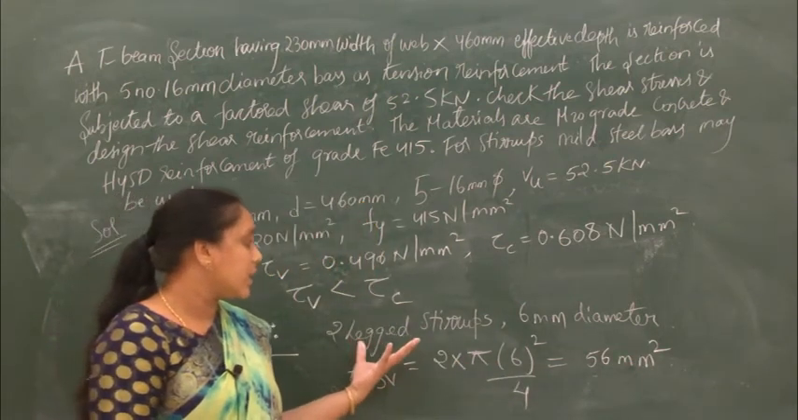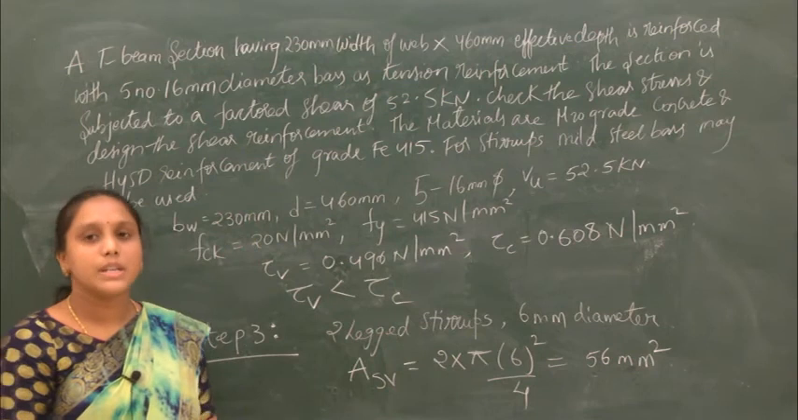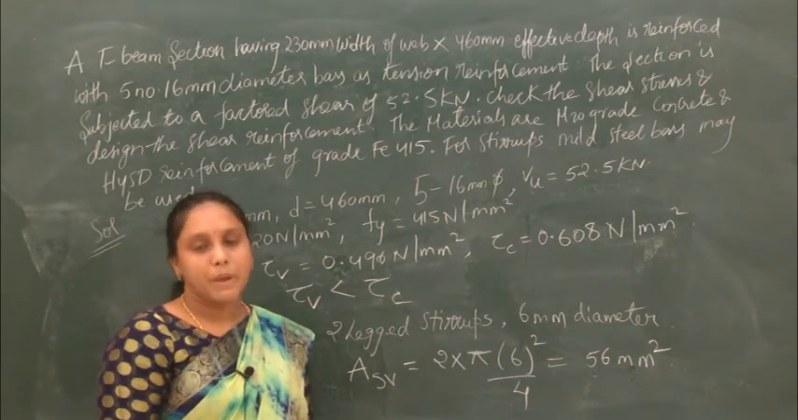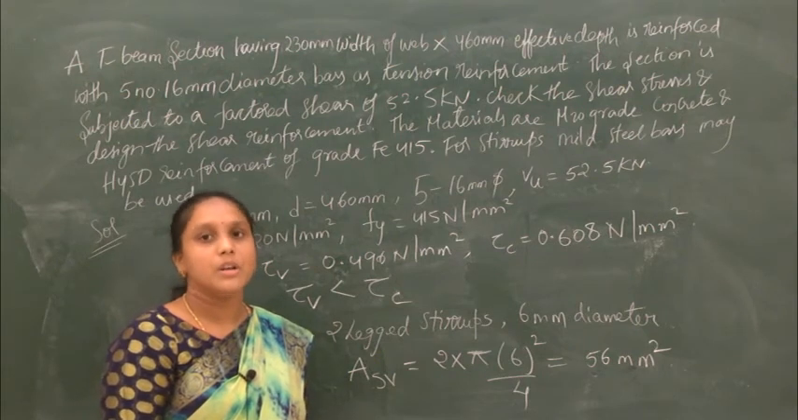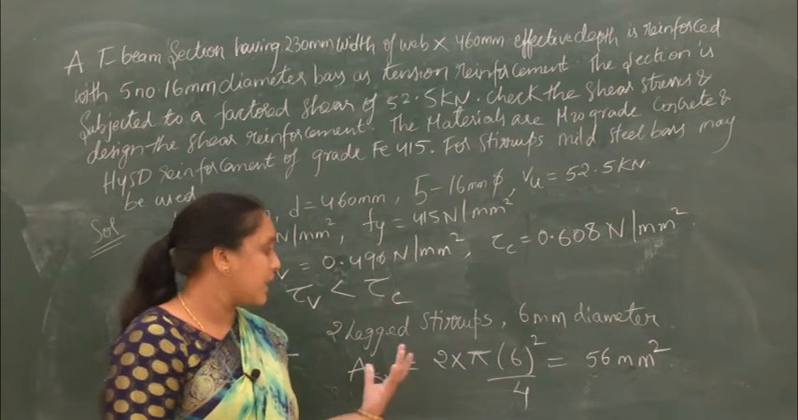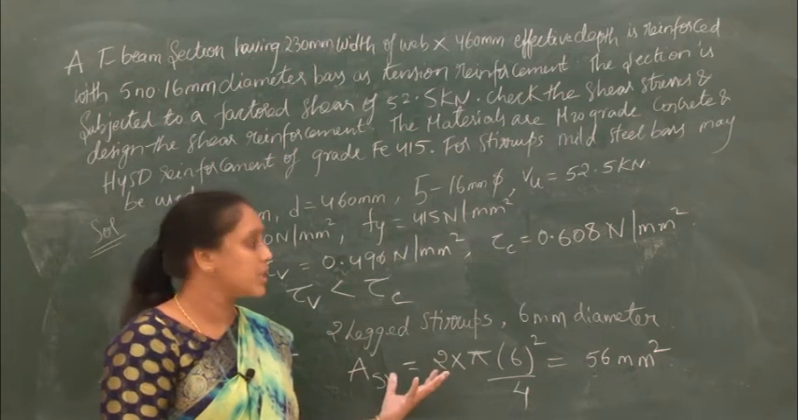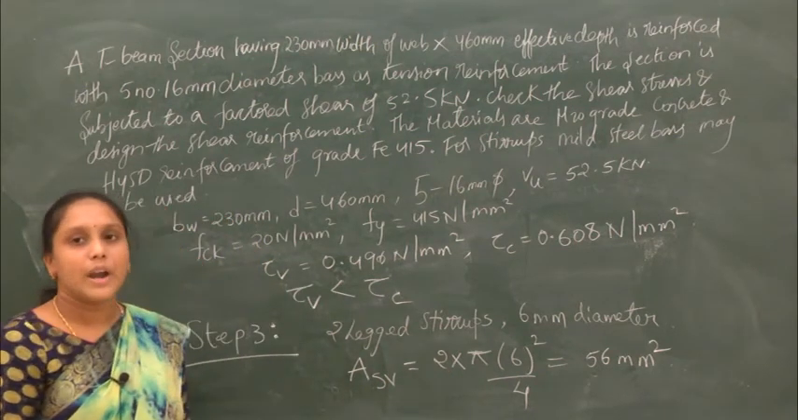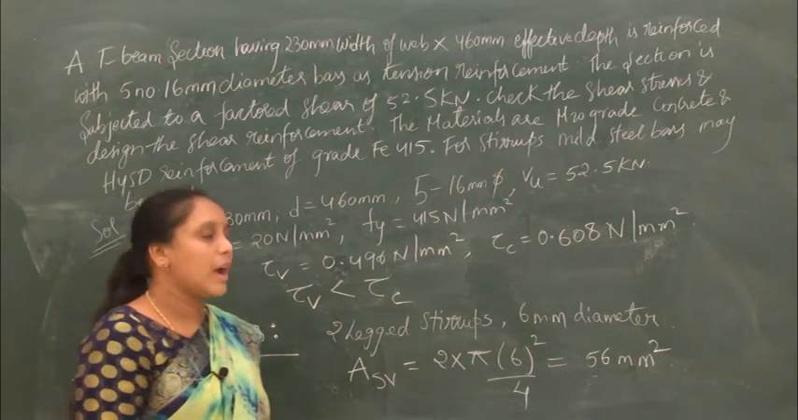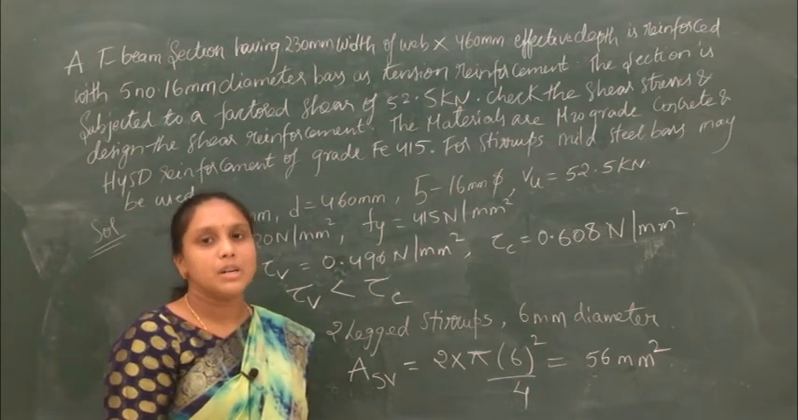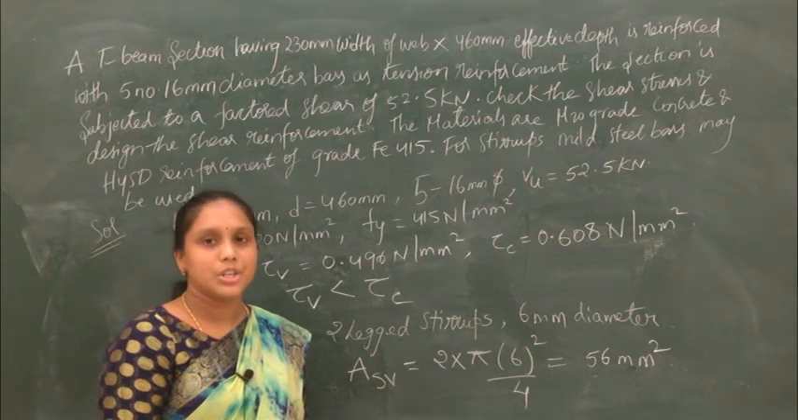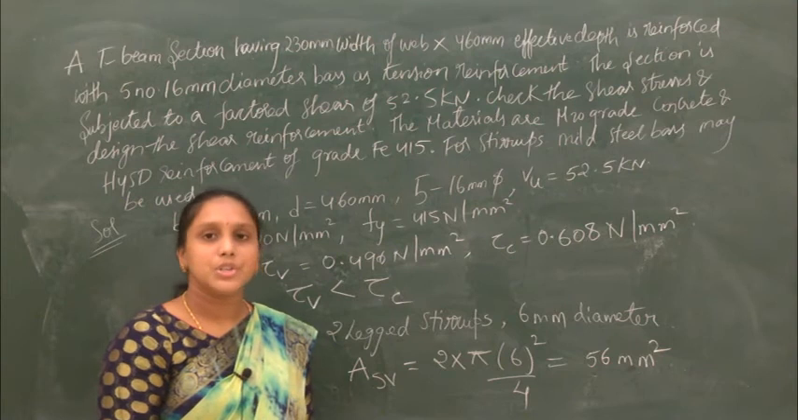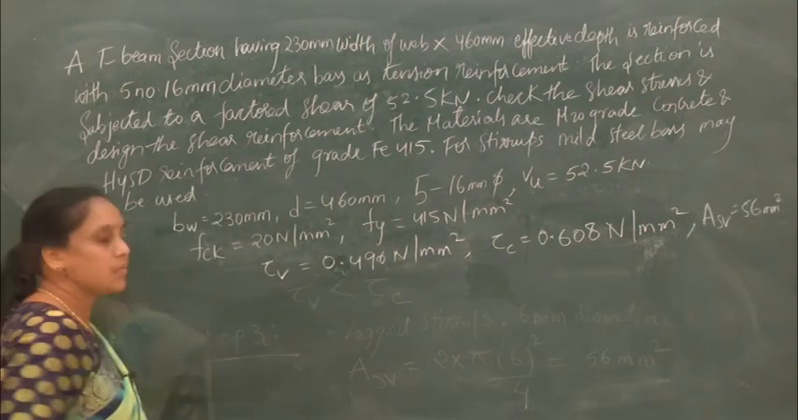So after finding out the ASV, what is the next thing we have to do in the design? We have to find out the spacing of this shear reinforcement. At what spacing you have to place the particular reinforcement is what we have to find out. Now in the next step, let us find out the spacing. That is, we have to provide the minimum spacing which is required for shear reinforcement. So let us find out the minimum spacing for shear reinforcement.